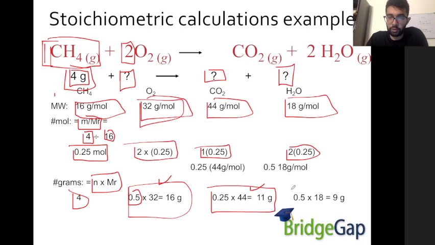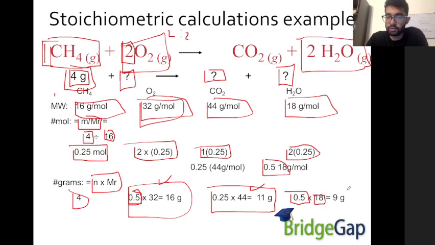And then for the last one, we're being asked how many grams of water vapor do we have. I did the same thing. If you look, oxygen and water vapor, or water, have a 2 to 2 ratio, which is basically 1 to 1. And if they have a 1 to 1 ratio, their number of moles is going to be the same. So we have 0.5 moles of oxygen. We also have 0.5 moles of water. And so 0.5 times the relative molecular weight, which is 18, is going to give us 9 grams. And so we have figured out each question mark here.